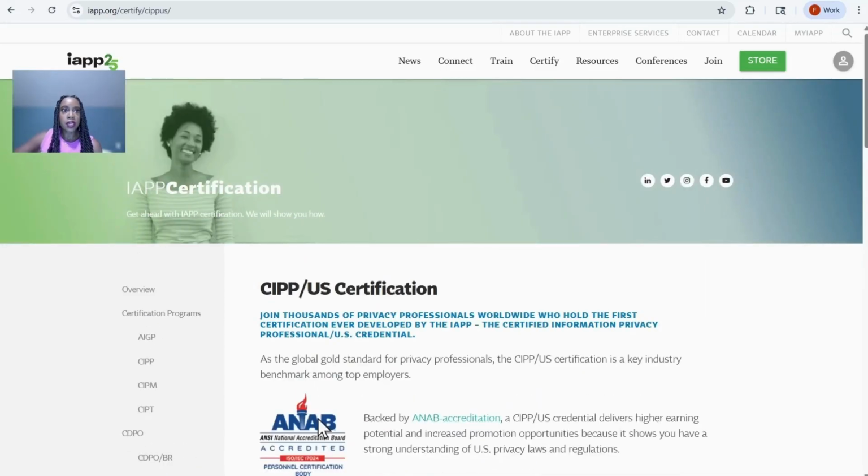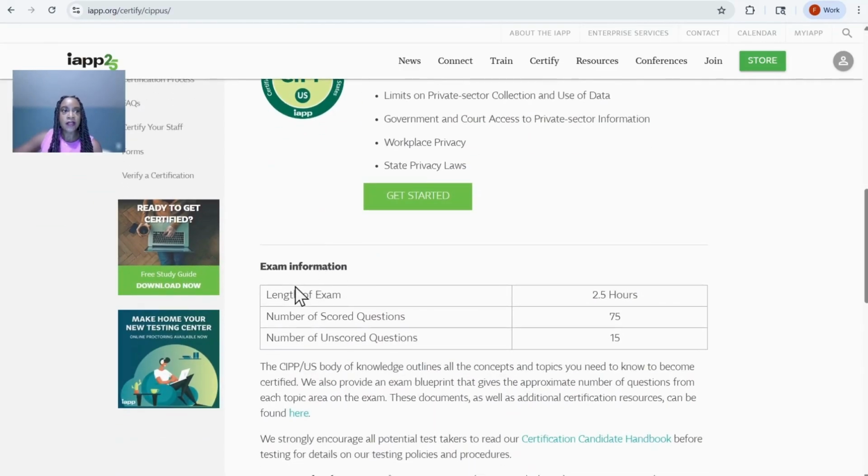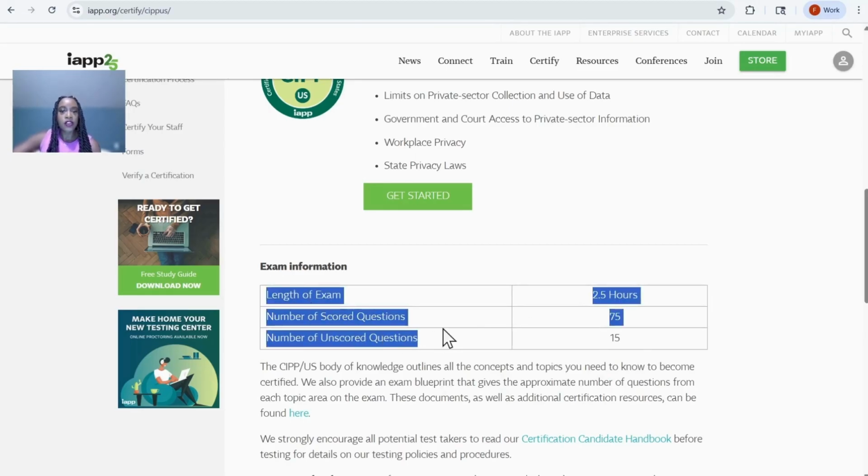So the first thing is I've already set the time frame. I'm going to take a look at the CIPP US certification. And then we can see here the length of the exam is 2.5 hours. The number of scored questions is 75, and the number of unscored questions is 15. So I'm going to actually copy this, and this is going to go into my schedule.